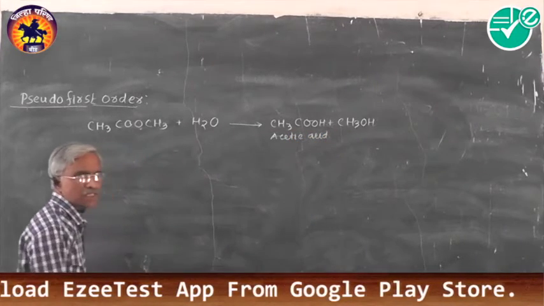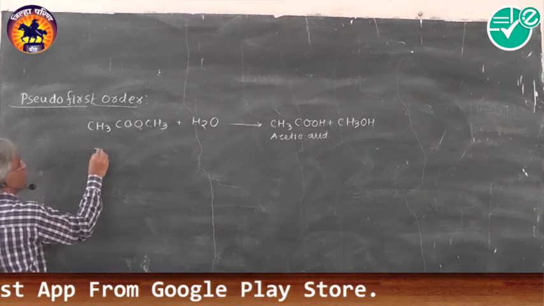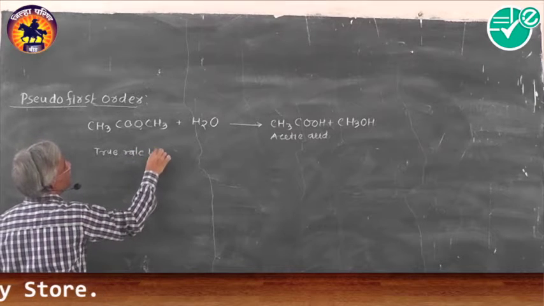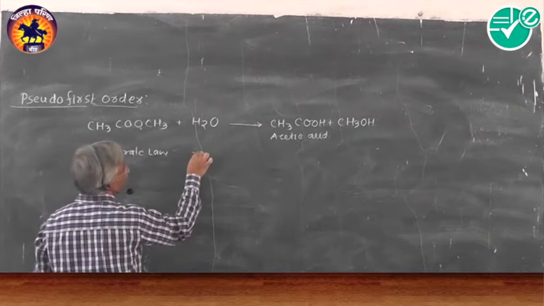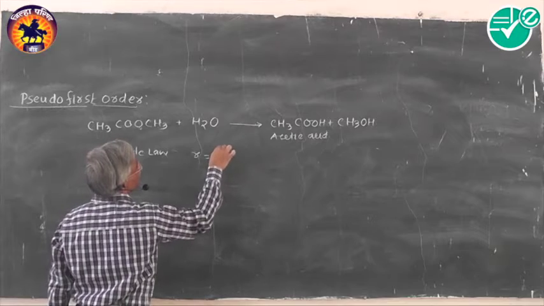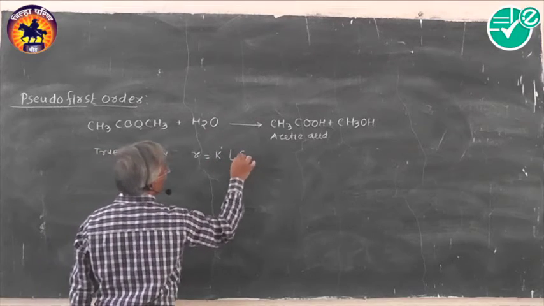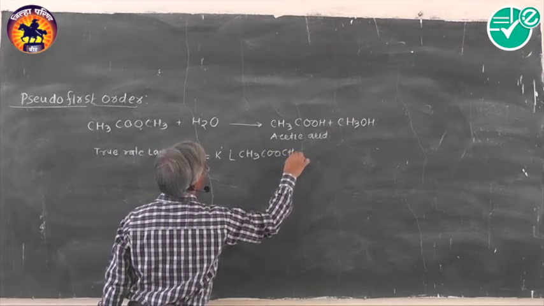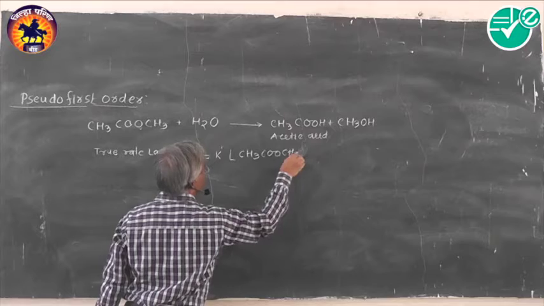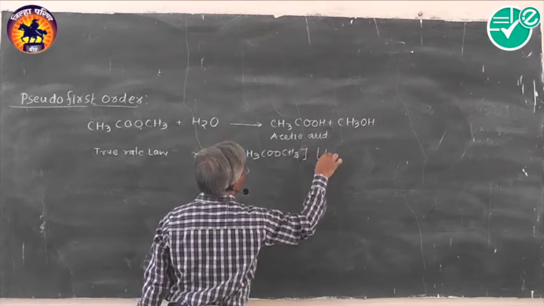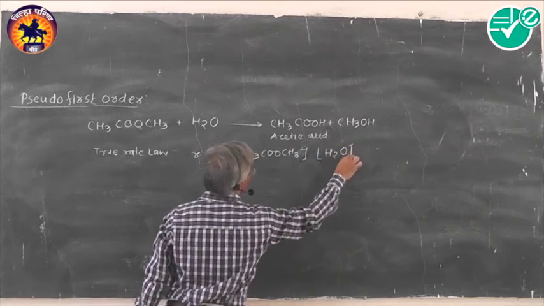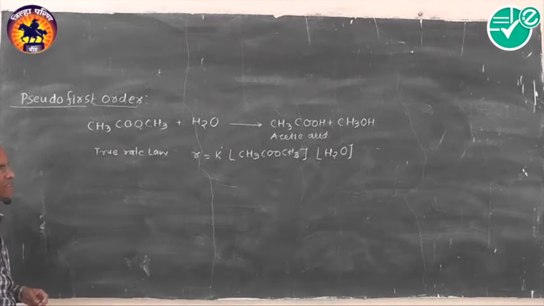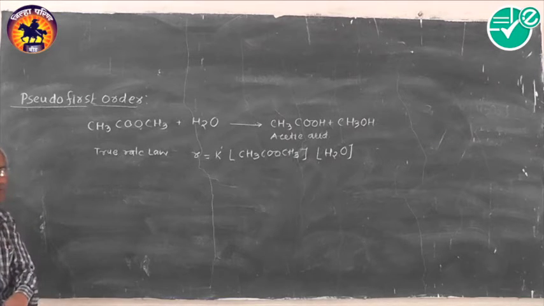Now in this reaction, the true rate law I will write here, which will be R equal to some K times the concentration of CH3COOCH3, methyl acetate, multiplied by the concentration of H2O. Just to explain the pseudo first order and for convenience, I have taken R.